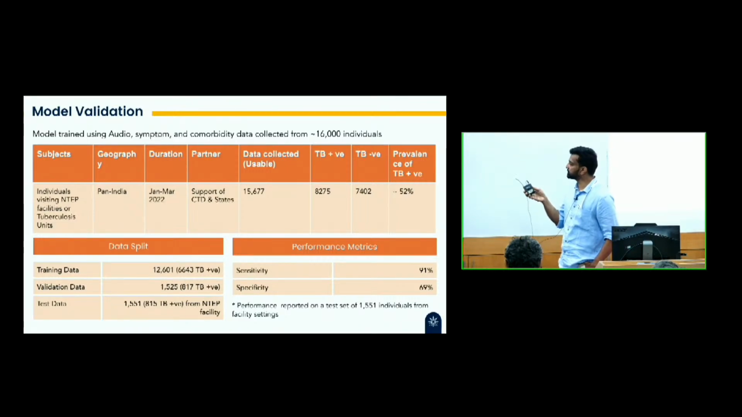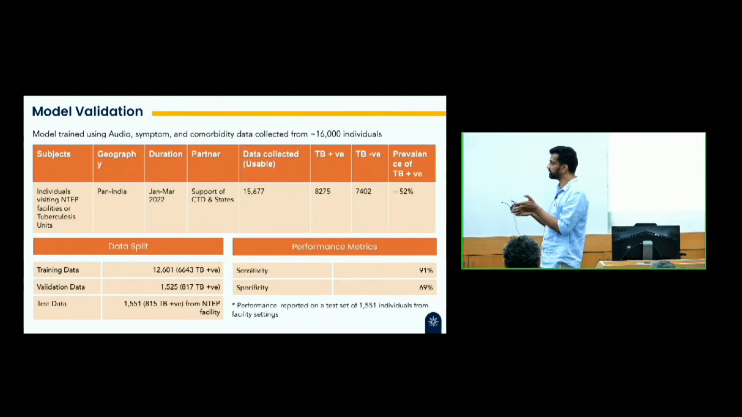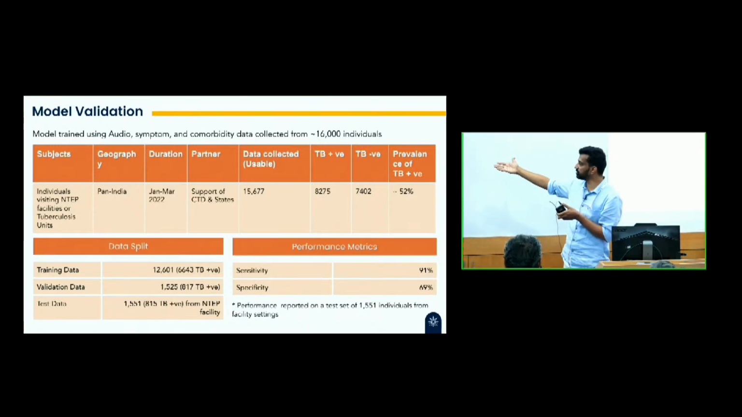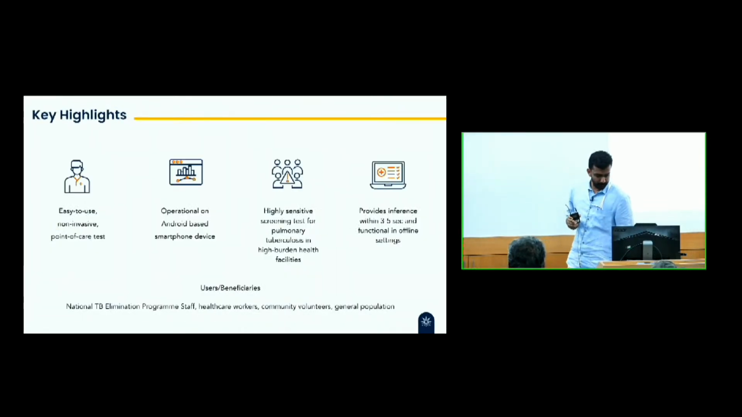The training data we used has 12,000 samples, and as you can see, the sensitivity, which is the recall, meaning out of the people who came, for how many I could catch the actual cases with TB, is 91%. But the specificity is 69% because I make a lot of false positives. Even for people who don't actually have TB, I may predict them to have TB. But that's okay because they will go do the NAAT test and then realize that it's not TB.